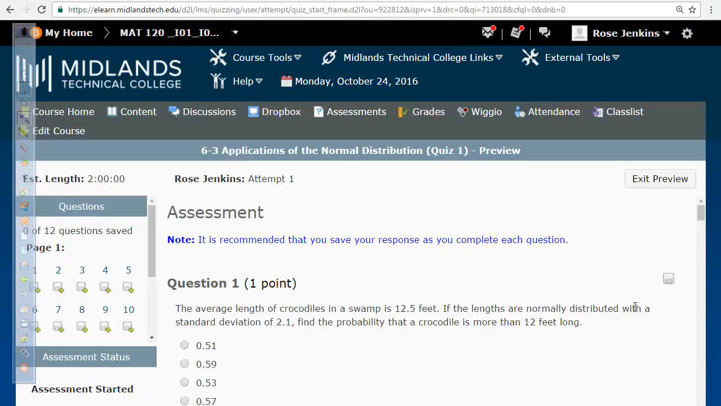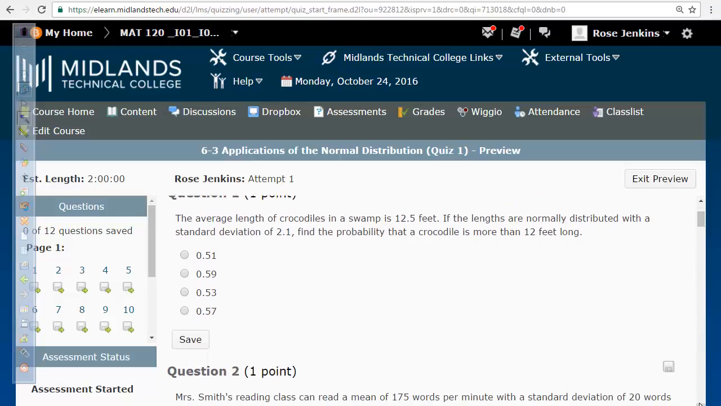Okay, we're going to take a look at several problems in Quiz 1 for Section 6-3, Applications of the Normal Distribution. And the first problem says the average length of crocodiles in a swamp is 12.5 feet. If the lengths are normally distributed with a standard deviation of 2.1, find the probability that a crocodile is more than 12 feet long.